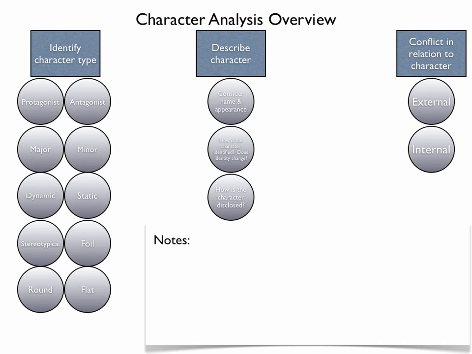Minor characters help tell the major character's story by interacting with the major characters. These minor characters allow the major characters to reveal personalities, situations, or other personal stories. Typically, minor characters are static or unchanging. C-3PO and R2-D2 are examples of minor and static characters.